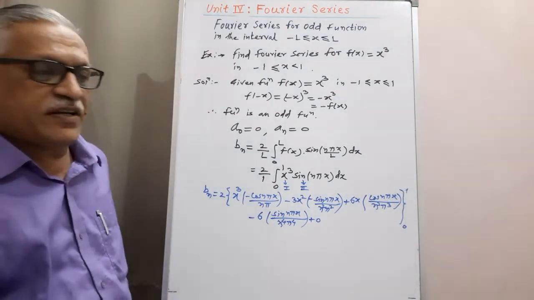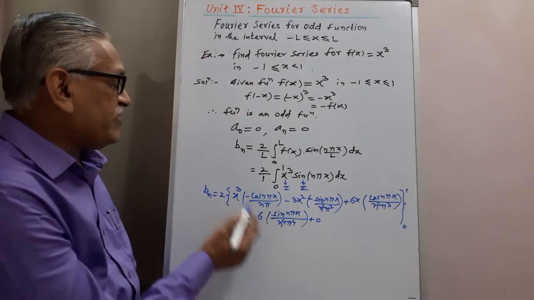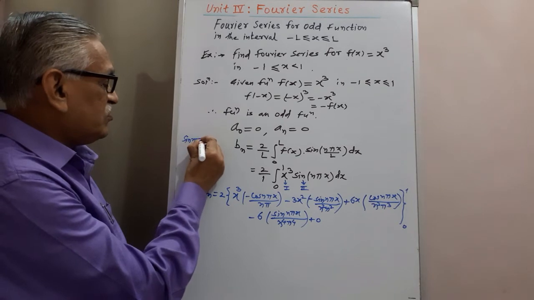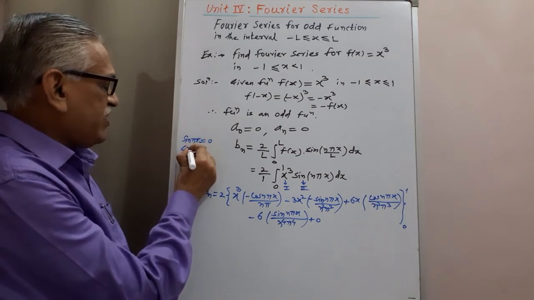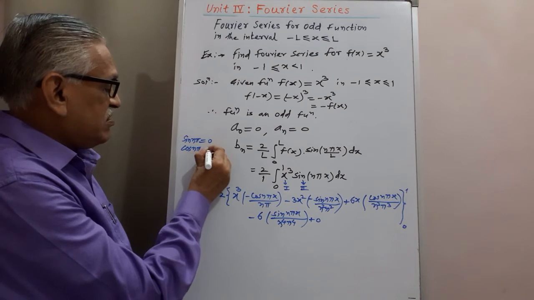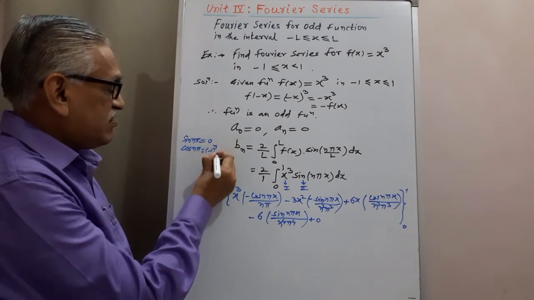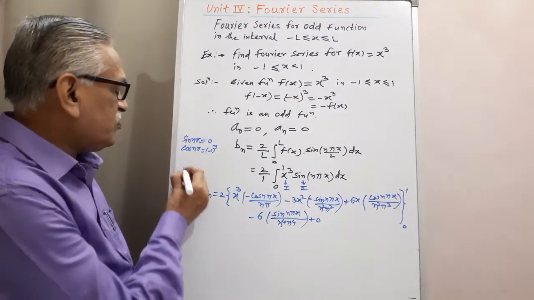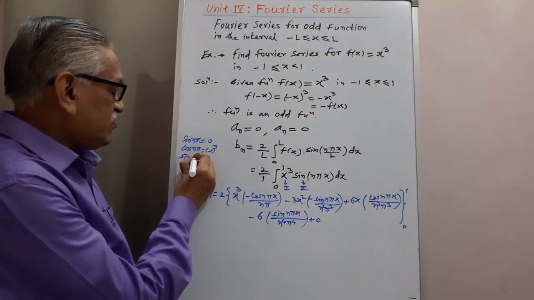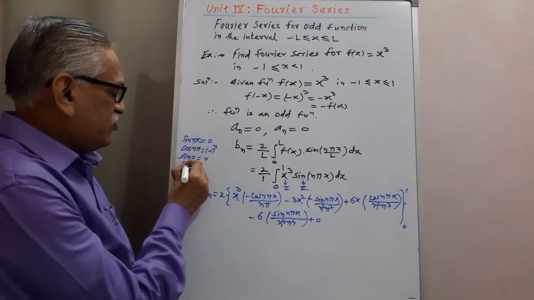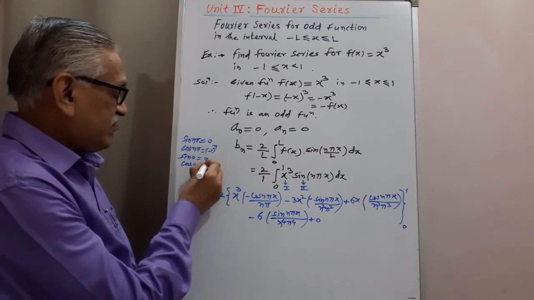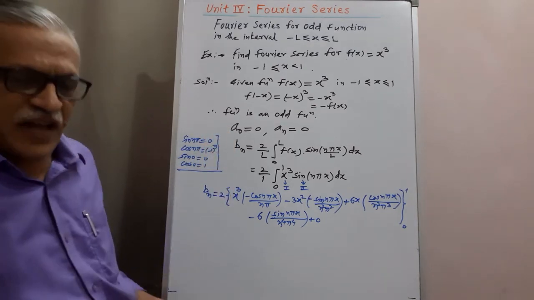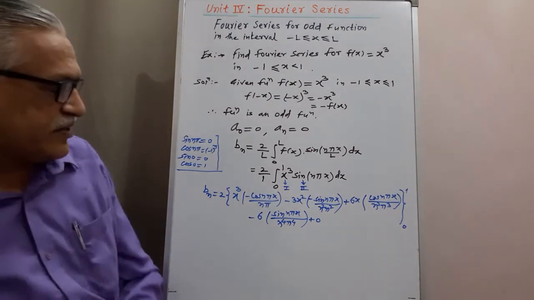When we substitute the upper limit, we get cos of n pi and sin n pi. The value of sin n pi is 0, cos n pi is -1 raised to n, and for the lower limit we get the terms sin 0 and cos 0. We have sin 0 as 0 and cos 0 as 1. All these standard values we use.